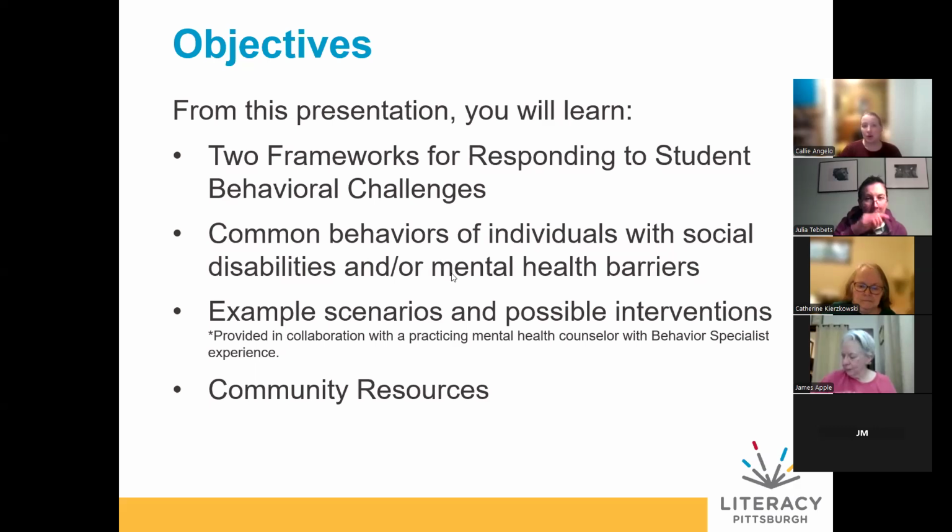You're also going to go through some example scenarios with possible interventions. And those interventions I did collect from a working professional. And we'll finish out with community resources because there's a part of this conversation that is appropriate for you. And there's a part of this conversation where tutors may not have as much of a place. And that's where your student will be working with someone who is better prepared in the field and more able to help effectively.